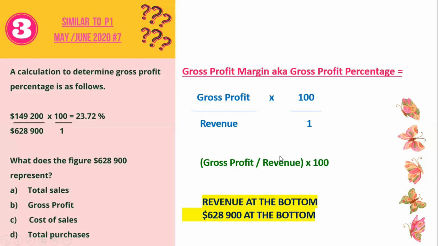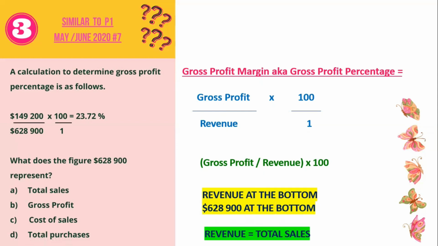It's still using the same characters or figures. So revenue is at the bottom, right? Revenue is here in blue, revenue is here in green. Let's look at what they gave us. 628,900 is at the bottom. This means that 628,900 is equal to our revenue. However, the options they gave us, we don't have revenue there, but we have total sales. So revenue is the same thing as total sales. All right. So really nice question. Compare your formula to what they gave you, and then you have to identify what that particular item is.